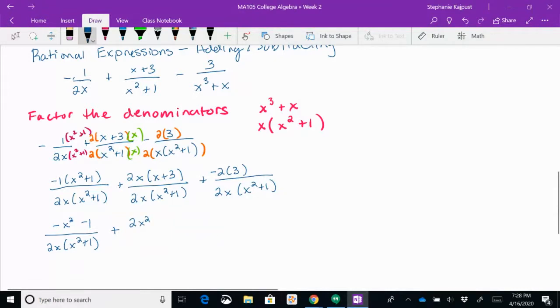Okay, second fraction, I have 2x times x, so that's 2x squared. And then 2x times 3, so 2 times 3 is 6, so that's a 6x. And then our denominator is the same. And then the third fraction, we have -2 times 3, so that's -6. So I'm going to have a -6 on top. And then my denominator is the same.